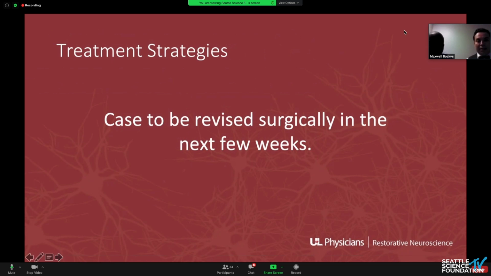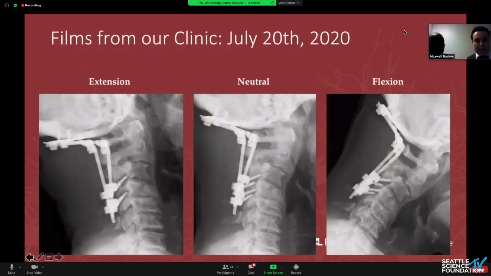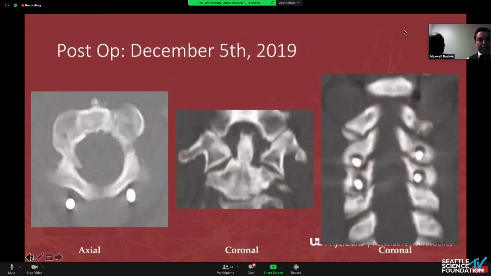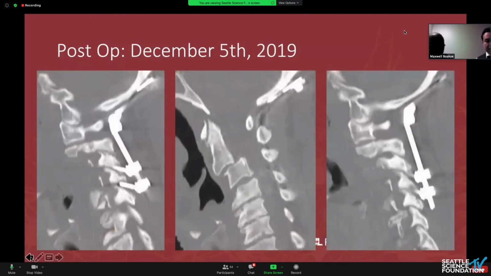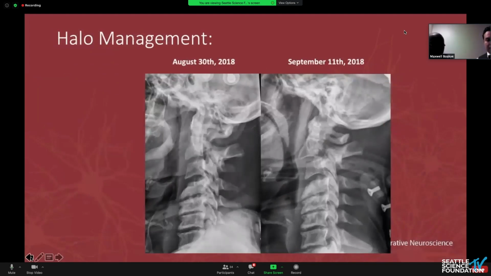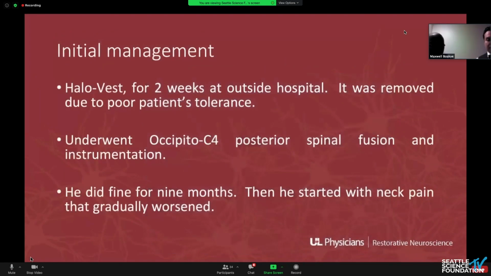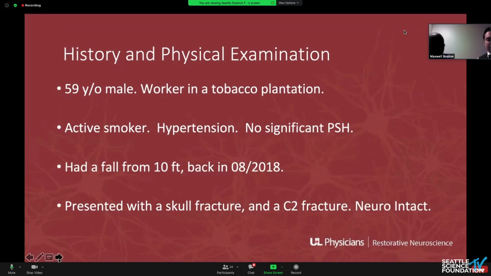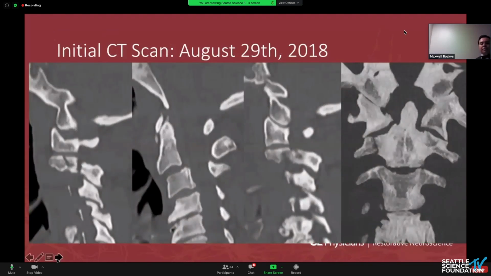So thanks for sharing this case. Do you mind going back to the initial injury film, the initial CT scan maybe? So this is an interesting fracture, and if I may put you on the spot, keep going to the initial CT scan. So yeah, maybe the CT scan. The CT scan was very helpful.